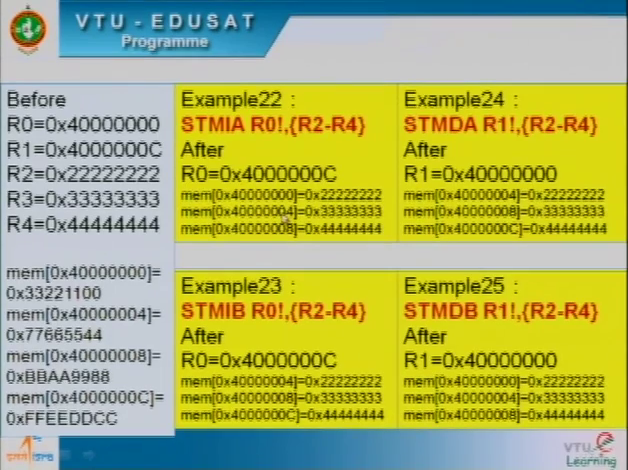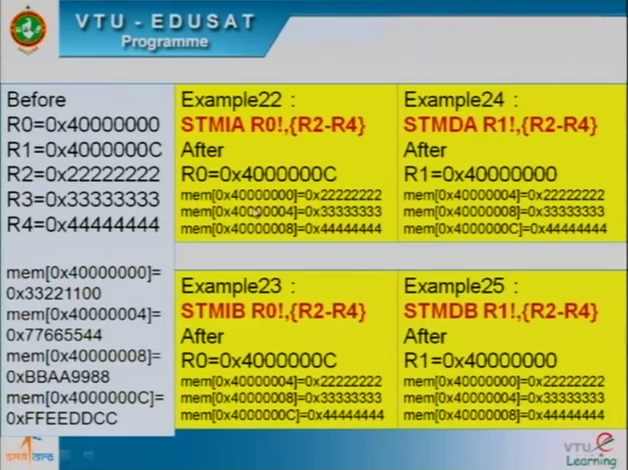That memory location gets incremented. That is the meaning of increment after. That value gets incremented to 4, and then the value of R3 will get copied to this memory location. Then that memory location gets incremented, 4 followed by 6 zeros and 8, and R4 will get copied to that memory location. These are the RAM memory location contents after the execution of the instruction STMIA R0!, {R2-R4}.